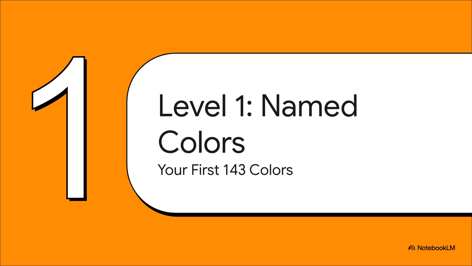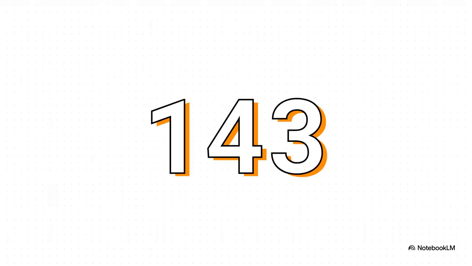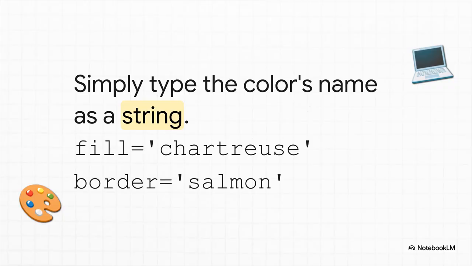Python's graphics library gives you a whole set of built-in colors, and you don't have to do any extra work to use them. So how many are we talking about? 143, to be exact. That's a huge palette of named colors that you can use right out of the box just by knowing their names. And using them couldn't be easier.